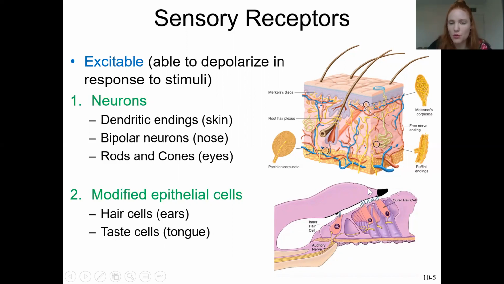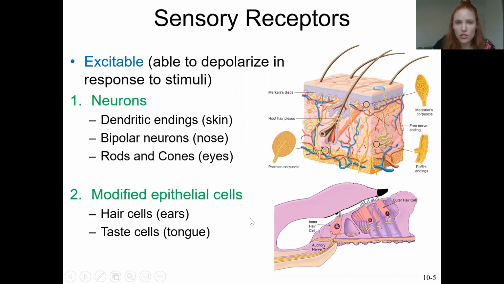So for example, in the ear, we're going to talk about in a while, the hair cells. They're called hair cells because they have these little hair-like extensions, but they are modified epithelial cells that then connect to a sensory neuron, and then the sensory neuron creates the axons that become the vestibulocochlear nerve, which is one of the cranial nerves that takes the hearing information to the brain.